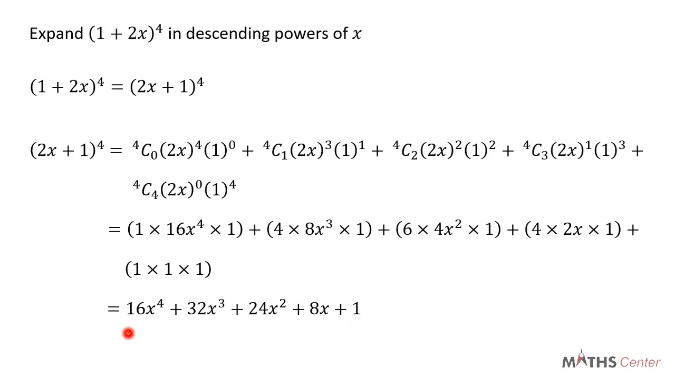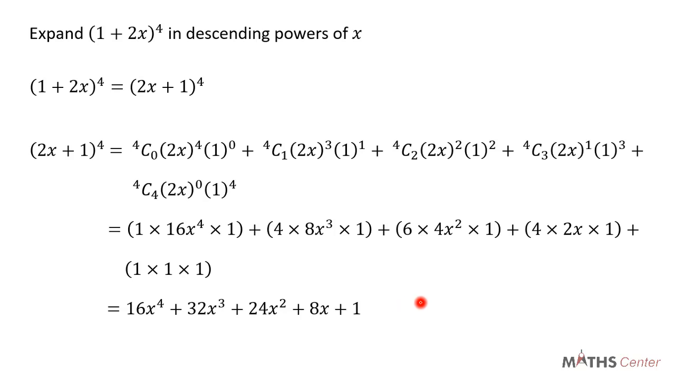So as you can see here, we have x in descending powers. In the first term, x has an exponent of 4. In the second term, x has an exponent of 3. In the third term, x has an exponent of 2. In the fourth term, x has an exponent of 1. And in the last term, x has an exponent of 0. So x is in descending powers.